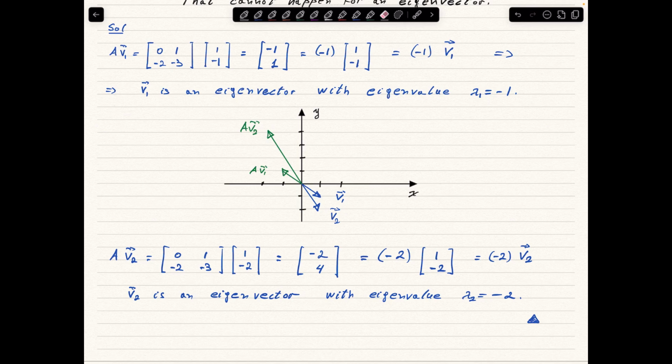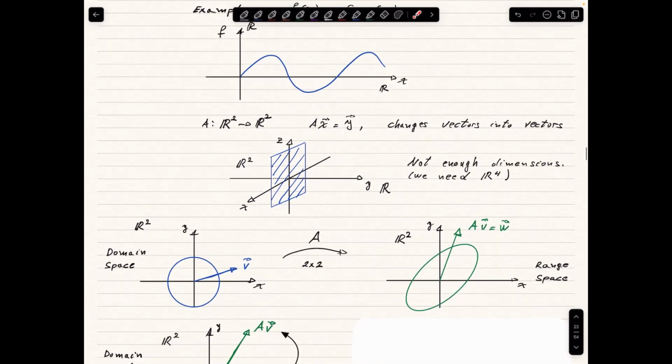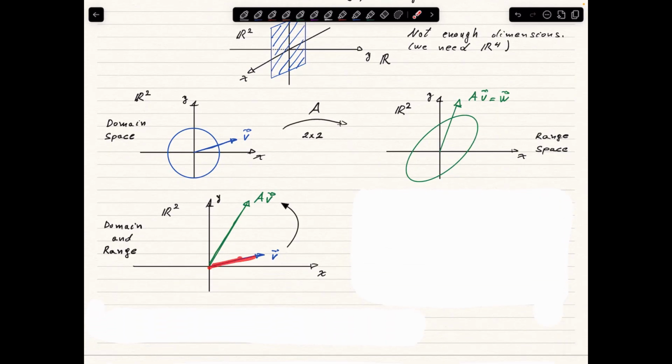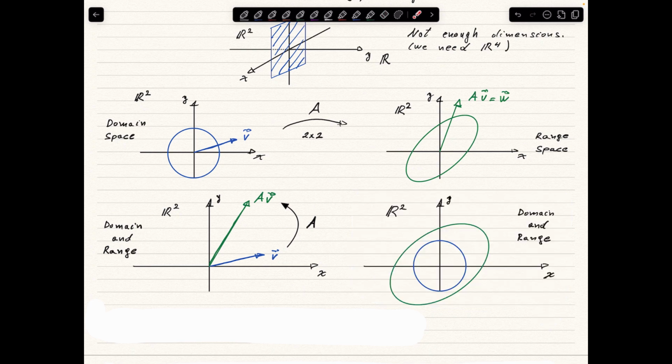That's why we are using different colors: blue is vectors on the domain, green are vectors on the range space of the matrix A. So we can do the same here. This is the vector on the domain, and this is the action of the matrix A. The action of the matrix changes that vector into that vector. And in an analogous way, the circle is deformed into an ellipse. We can put both circle and ellipse in the same space, blue for the domain, green for the range.